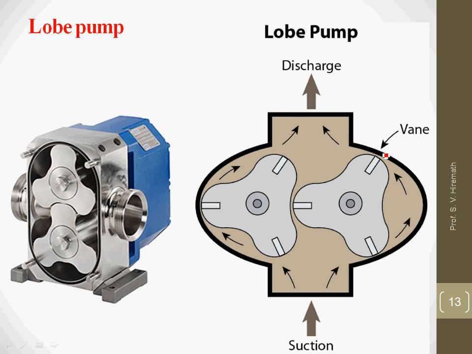So the next one is the lobe type of pump. It works similarly to the external type of gear pump, but instead of gears we have lobes here. These are called the lobes, right? We have 3 lobes in this diagram. The advantage of this one is that, because of the smooth curve, we won't get much physical contact between those lobes, which is going to reduce the noise of the system.